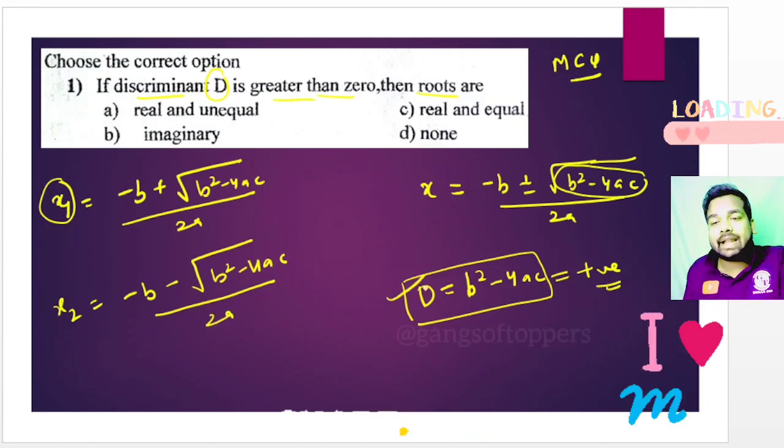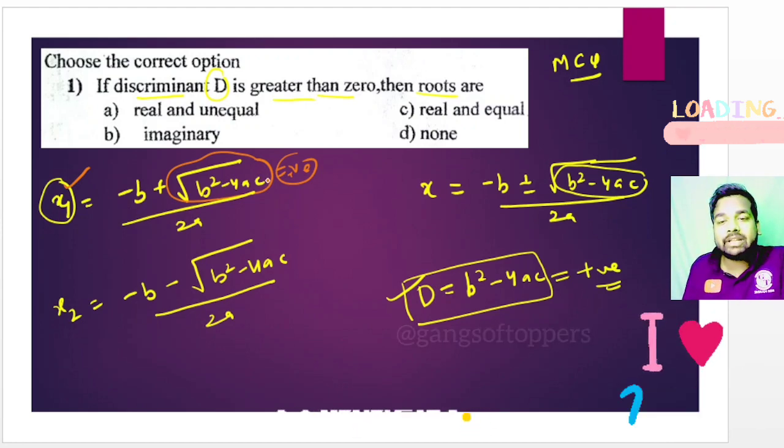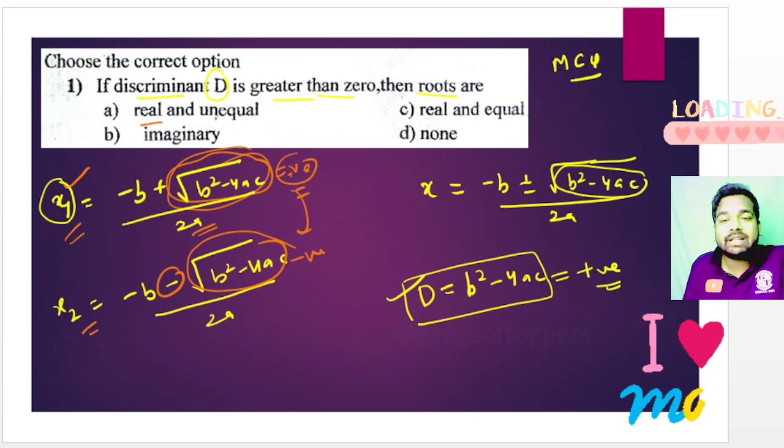Now it is asking that if D is greater than 0, it means that the value under the root will be positive. Then we are getting the first root, x1, minus b plus root under b square minus 4ac, because we get some positive value here, divided by 2a. The second root has a different value, because here the sign is minus. So we are getting two roots, and those roots are real as well as unequal.